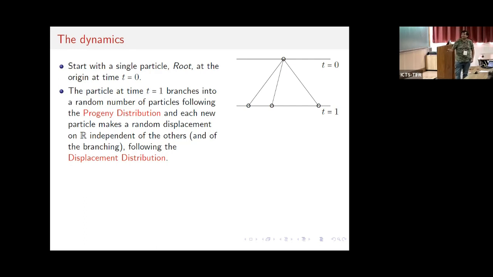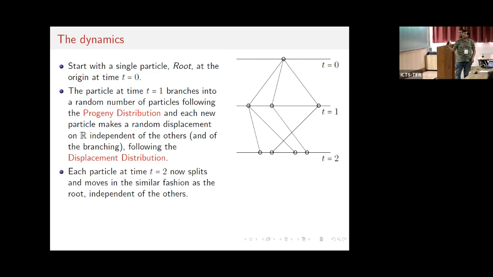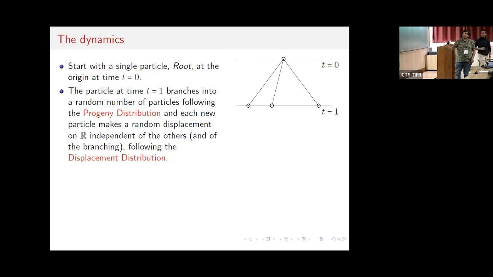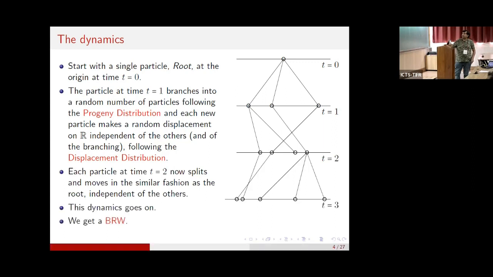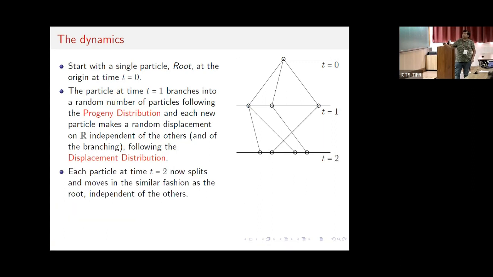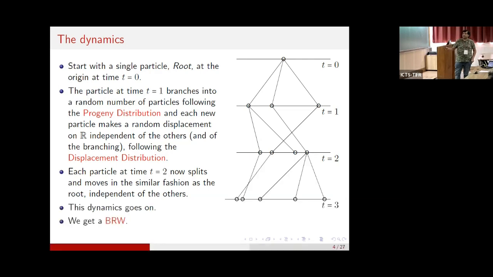These are both random variables. And then now you have 3 particles like here. They are in 3 different positions. Now each of these will behave independently of each other and do the same dynamics. So this will go on. This is time 1, then this will form the time 2 particles, then time 3, etc. This will just go on.